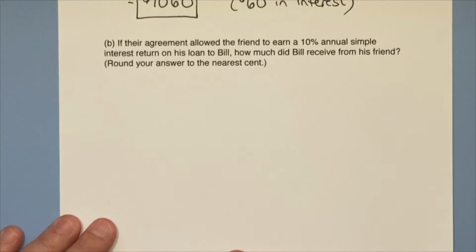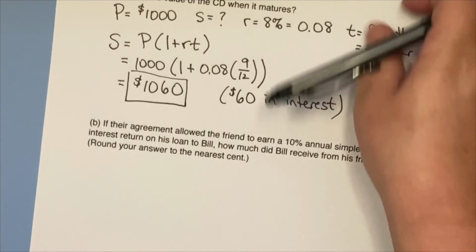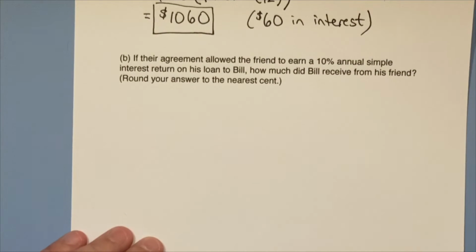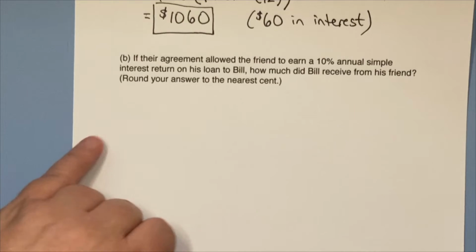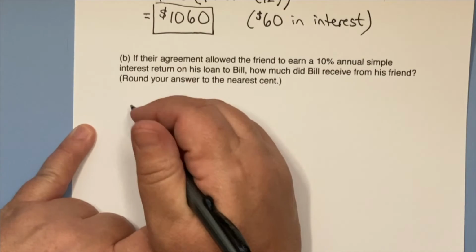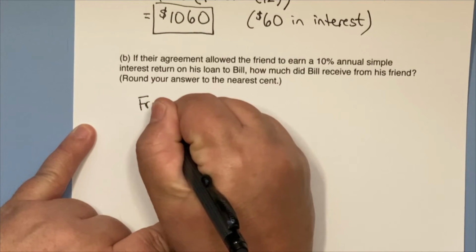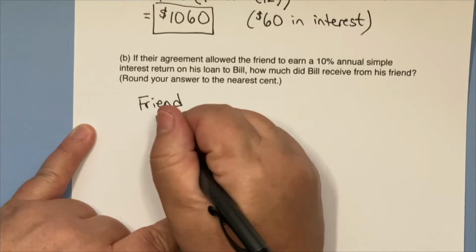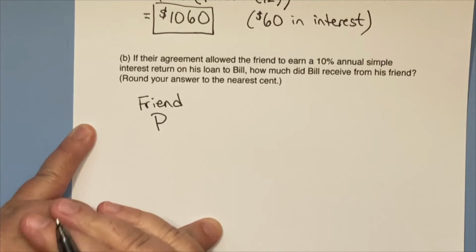And so it says, if their agreement allowed the friend to earn 10% annual simple interest return on his loan to Bill, how much did Bill receive from his friend? Now, this gets a little bit complicated. So let me try to write out what we're going to do. So the friend gives Bill an amount of money now.